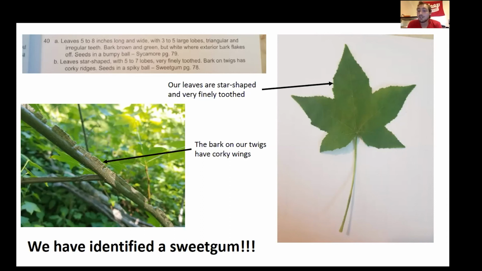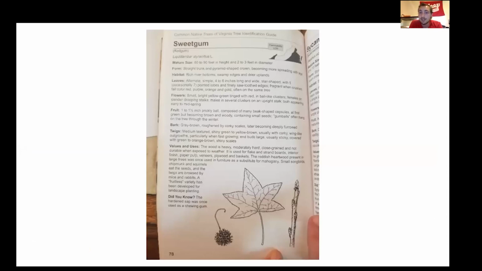A lot of the language here was similar in Tree Finder. When you refer to the key, other than using numbers instead of illustrations, it's very similar. Even the number of species that each includes is very similar, but the big difference between the Common Native Trees of Virginia book and the Tree Finder is the species description. This is the species description for Sweetgum within Common Native Trees of Virginia, and it tells you a lot more about the characteristics of the tree that helps you make sure it is the tree you are looking at.